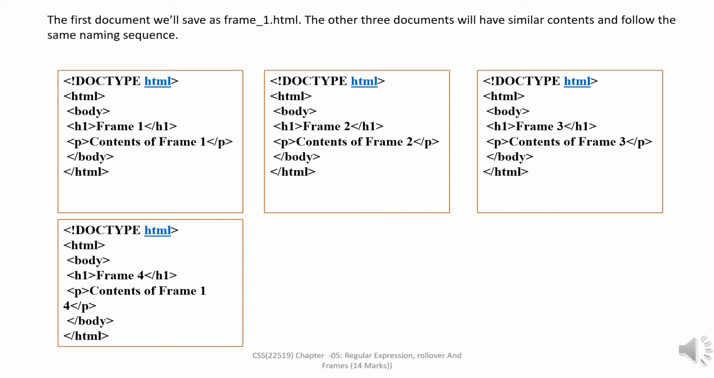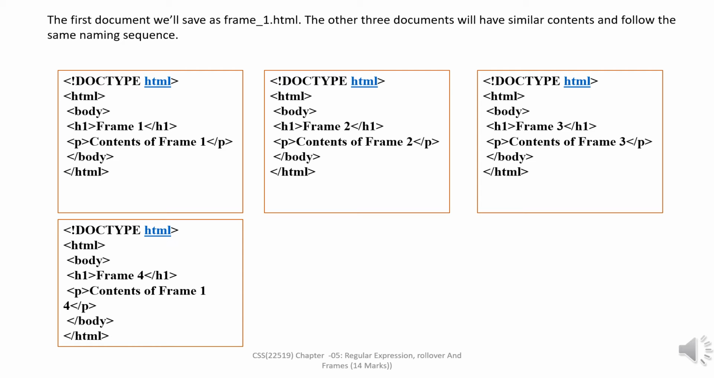Let's look at a few examples of how these frames work. First we need a few HTML documents to work with. So firstly we have to create 4 different HTML documents. The first document will be saved as frame_1.html, and the other 3 documents will have similar contents and follow the same naming sequence. That means the first document is frame 1, the second document is frame 2, the third document is frame 3, and the fourth document is frame 4.